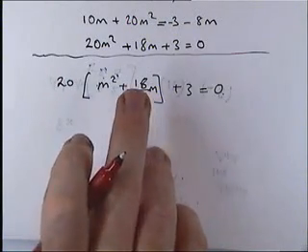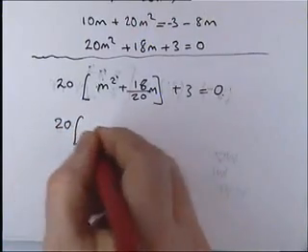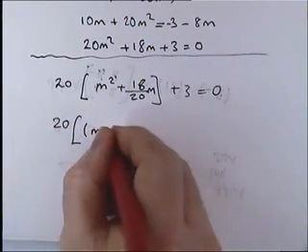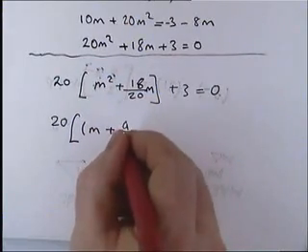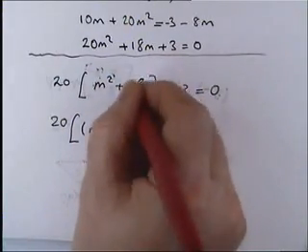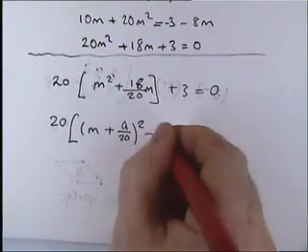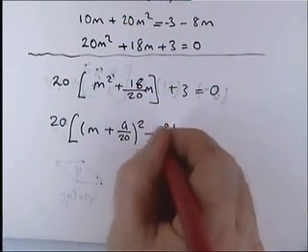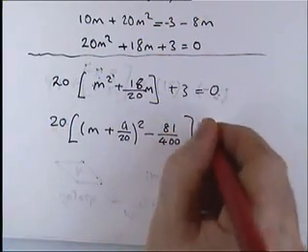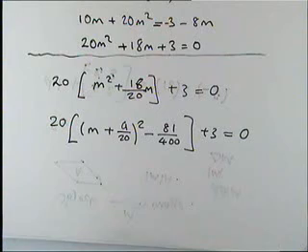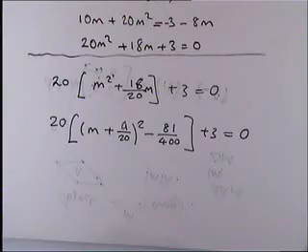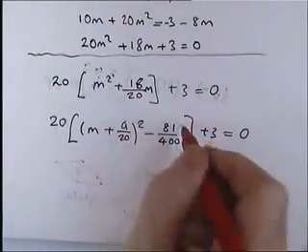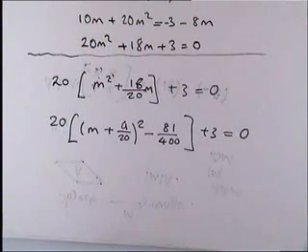Okay, I'm going to complete the square of the thing inside that bracket. So I get 20 times m plus 9 over 20, because I'm halving the coefficient of m, all squared, minus 9 over 20 squared, which is 81 over 400, plus 3 equals 0. So I've squared the numerator and the denominator. Always leave your non-whole numbers as fractions, because it's much easier to square and square root them than it is to do decimals. But you are allowed a calculator in FP1. Now we multiply that 20 back in.